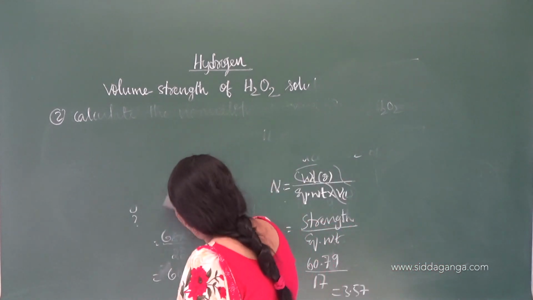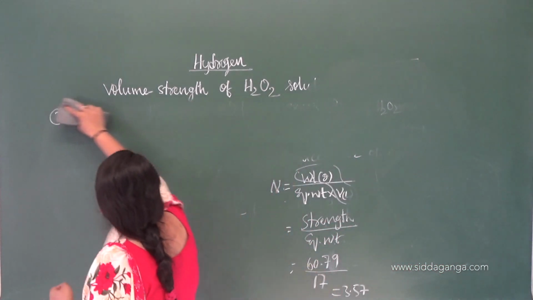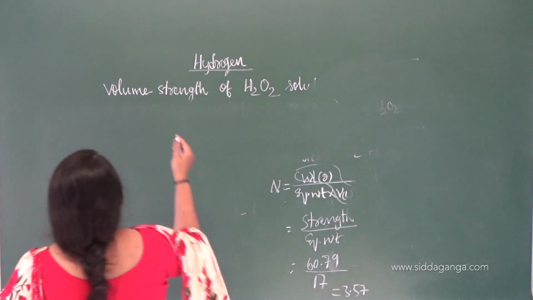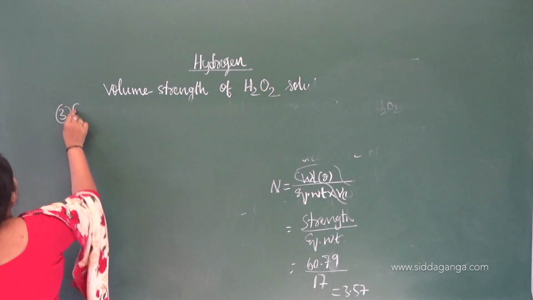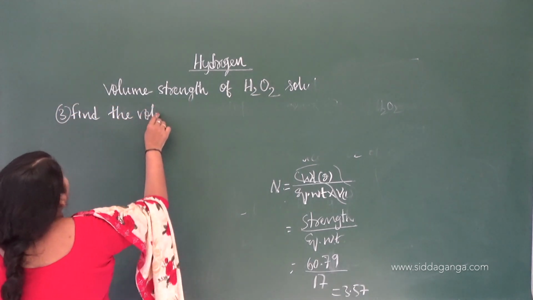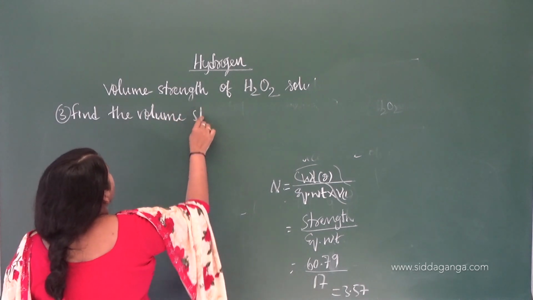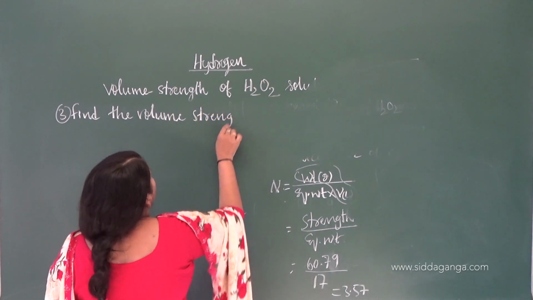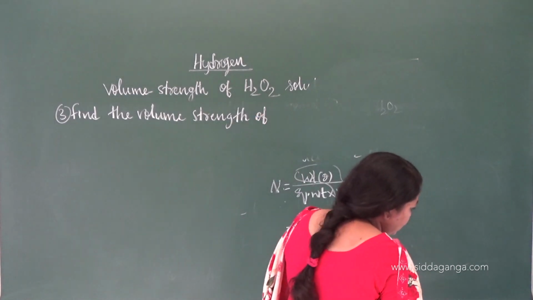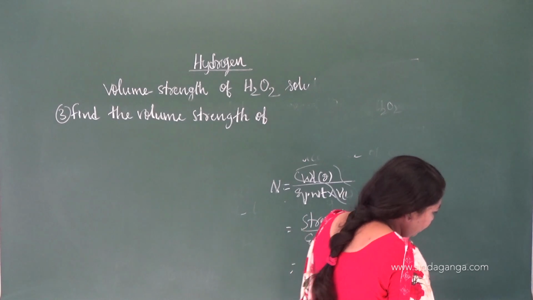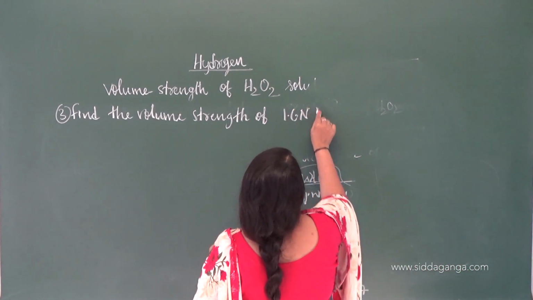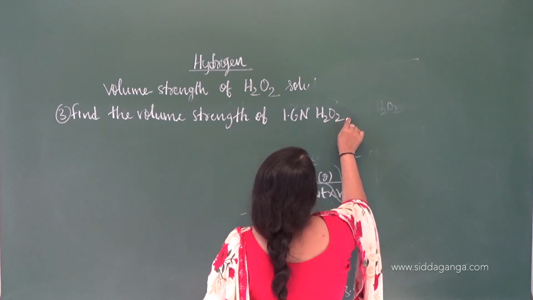Find the volume strength of 1.6 normal hydrogen peroxide. Problem number 3. Find the volume strength of 1.6 normal hydrogen peroxide, right?